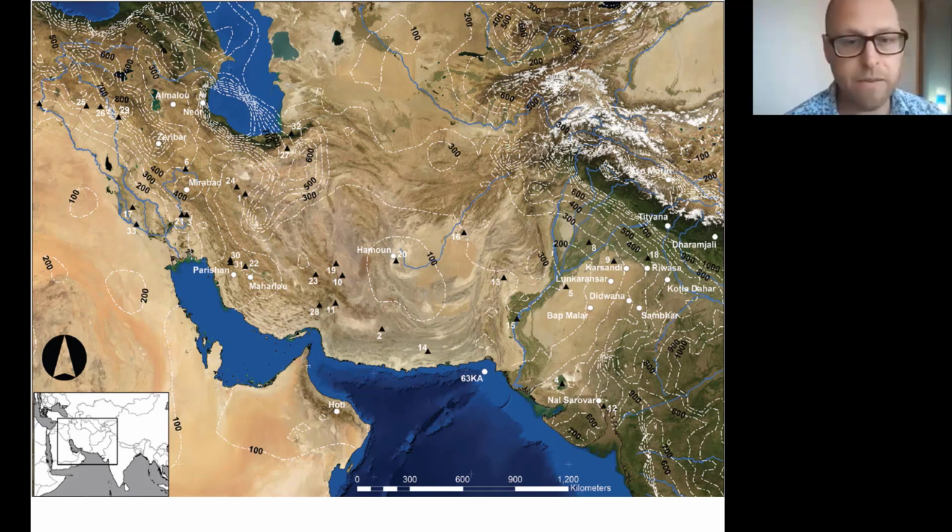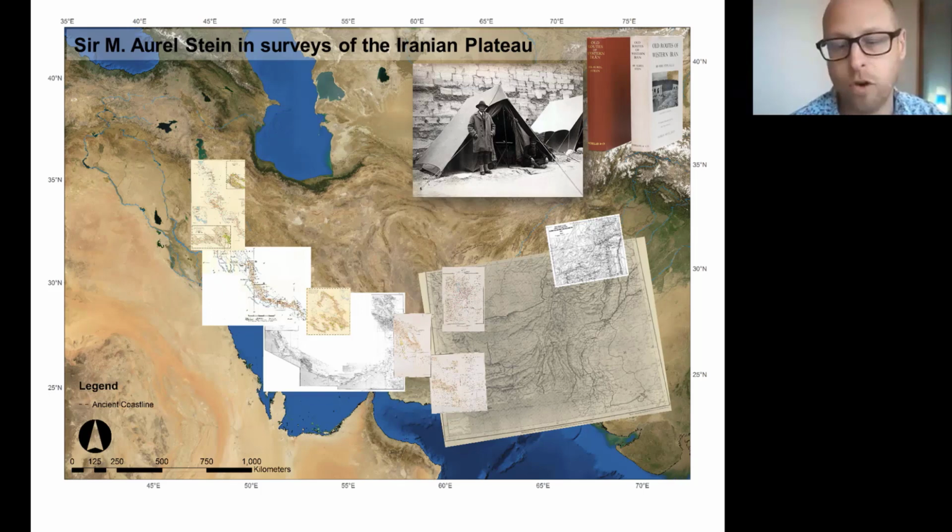Now, I became fascinated by the possibilities of doing archaeological research, but also understanding routes and movement when I first went there. But it's very clear that for a very long time, archaeologists have been interested in routes and movement across Iran and across the Iranian Plateau, particularly the great Sir Aurel Stein, who conducted numerous surveys in the early part of the 20th century, where he was mapping routes of movement across and around the Iranian Plateau at various points in time, and publishing these quite spectacular and striking maps.